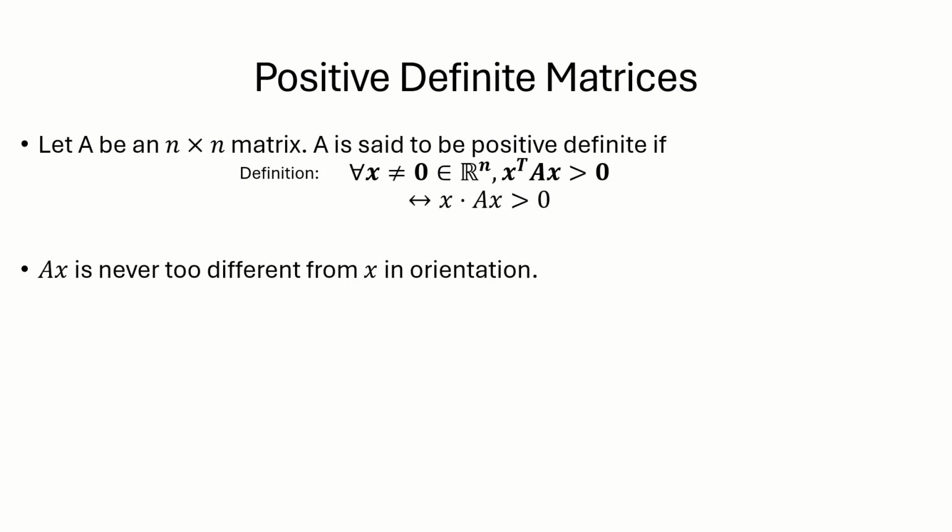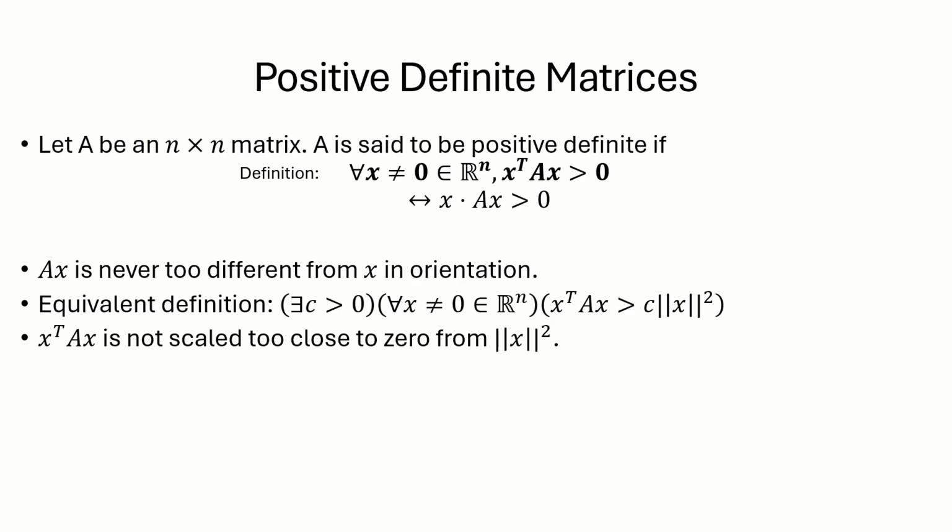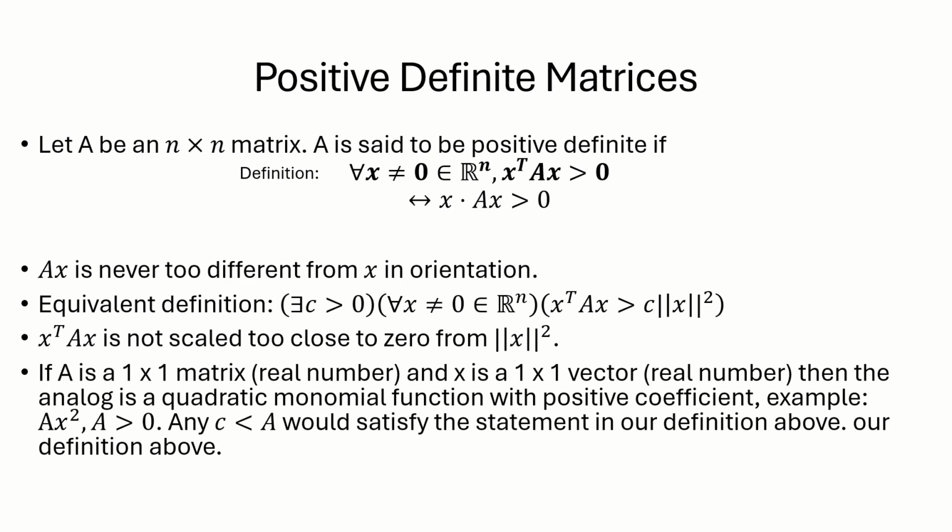It turns out that there is an equivalent definition of positive definiteness that ends up being more useful to us. A matrix A is positive definite if there's some value c greater than 0, such that x transpose Ax is greater than c times the squared magnitude of x. Essentially, x transpose Ax is bounded below relative to the squared magnitude of x. This is the definition we'll actually be making use of in future videos.